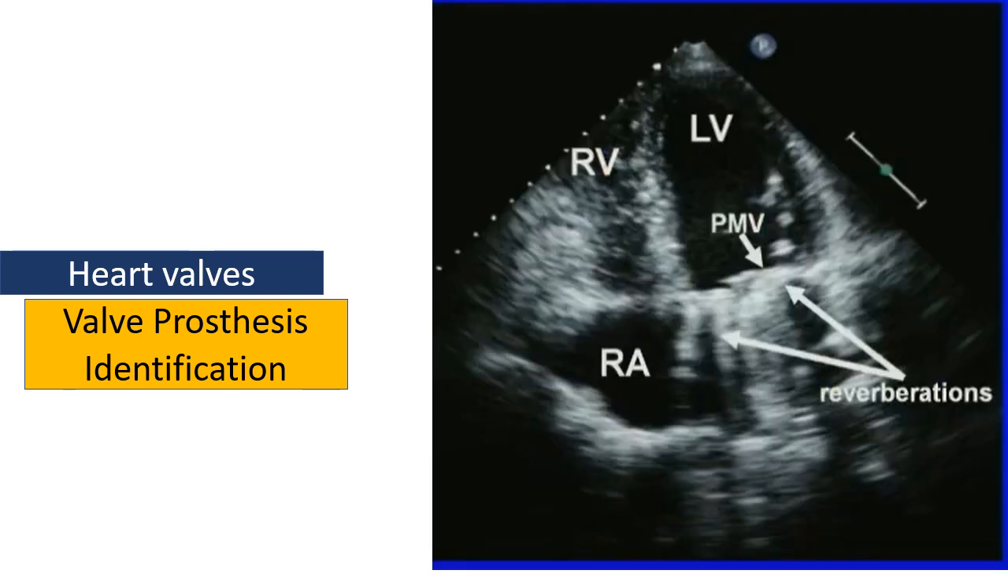Another thing to look for is the presence of a prosthetic mitral valve or prosthetic valve generally, and there are two types of prosthesis: mechanical valve or bioprosthesis, or tissue valve. With a mechanical valve, we will see that there are reverberations from the metal of the valve inside, for example, the left atrium if it's a mitral prosthesis.